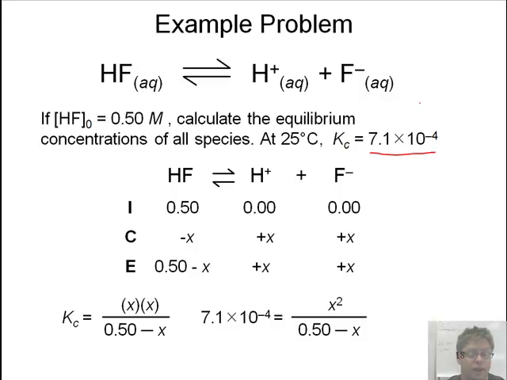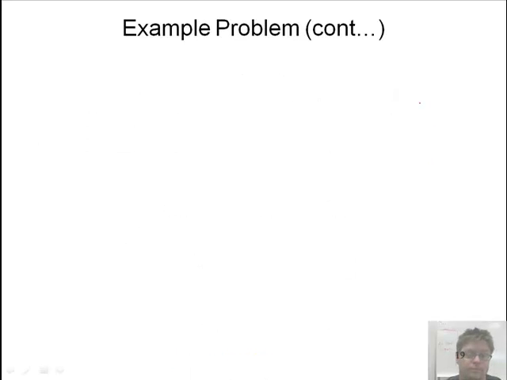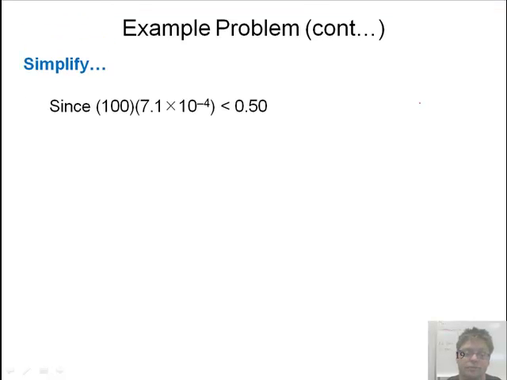And so now we've got our setup here. That's set up just like the other problems. So you can use the quadratic equation or we simplify it. So we check our rule, 100 times the K. Okay, is it less than 0.5?